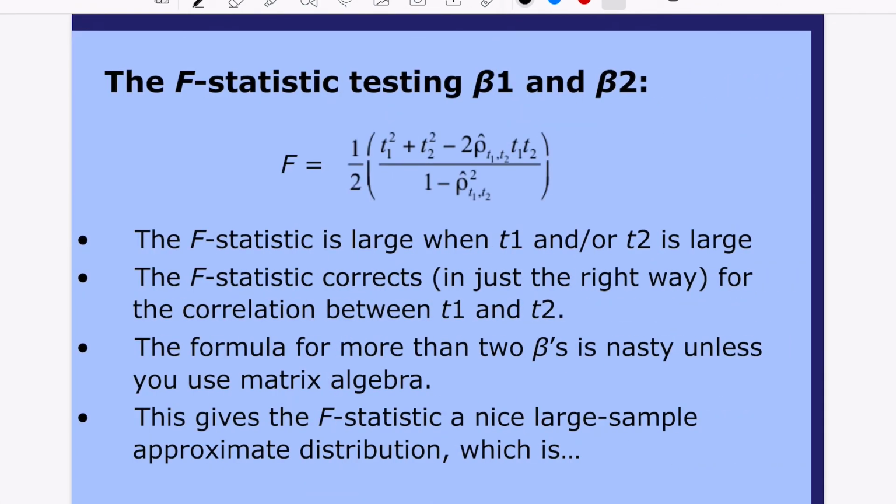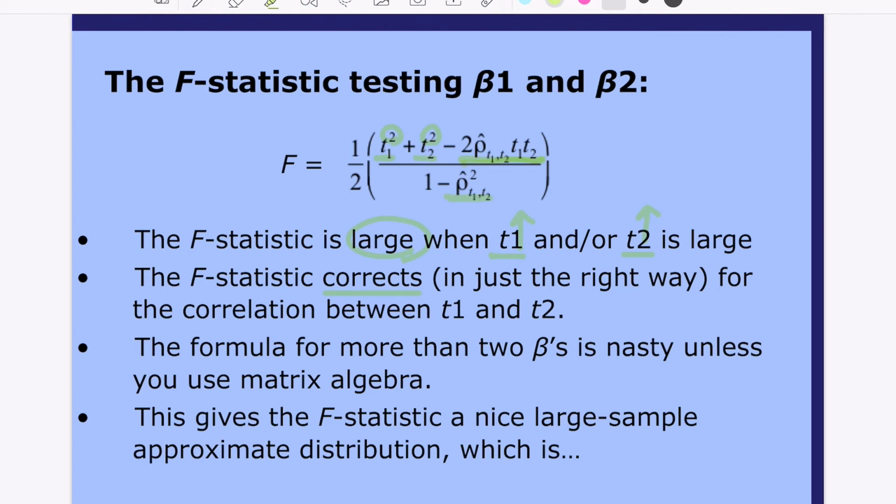So if you look at the F statistic in more detail, the F statistic is large when T1 and T2 are large, right? Because we are dealing with the squared value. Whenever T1 and/or T2 are large, we'll have the F greater. So we're more likely to reject the null hypothesis that the two things, beta 1 and 2, are jointly 0, right? And number two, the F statistic corrects for the correlation between T1 and T2. We can see the correction is happening.